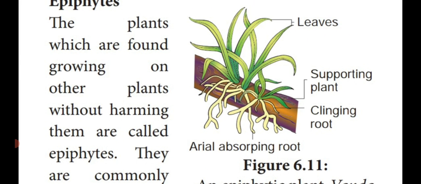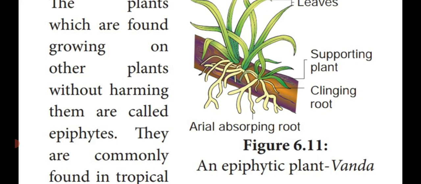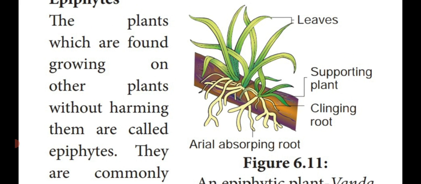See, the diagram is given here: an epiphytic plant known as Vanda. The brown color is the bark of a tree. Then there is the Vanda plant. It contains leaves, and it also produces two types of roots: one is the aerial clinging root, another is the aerial absorbing root.